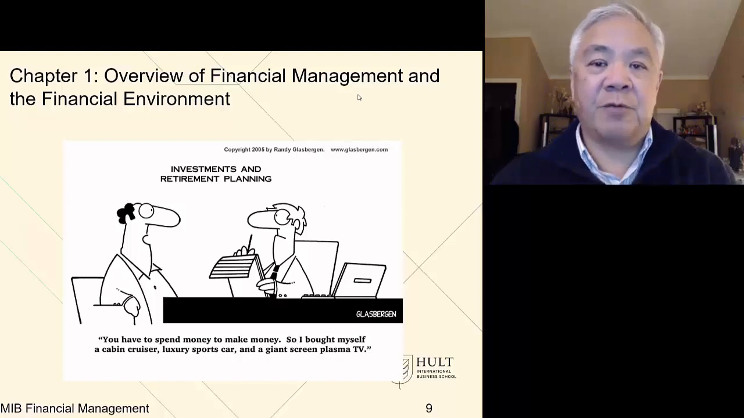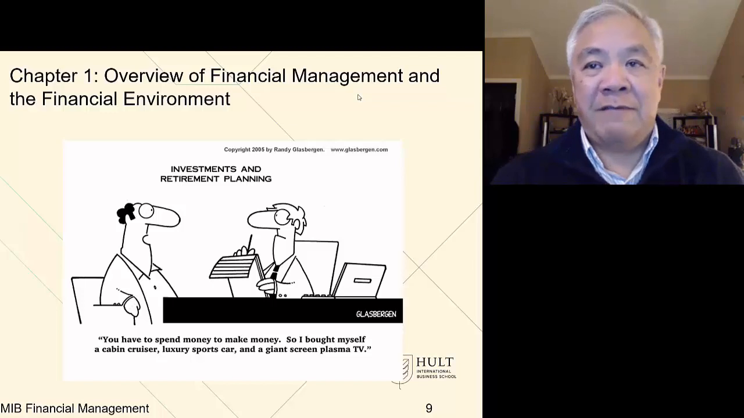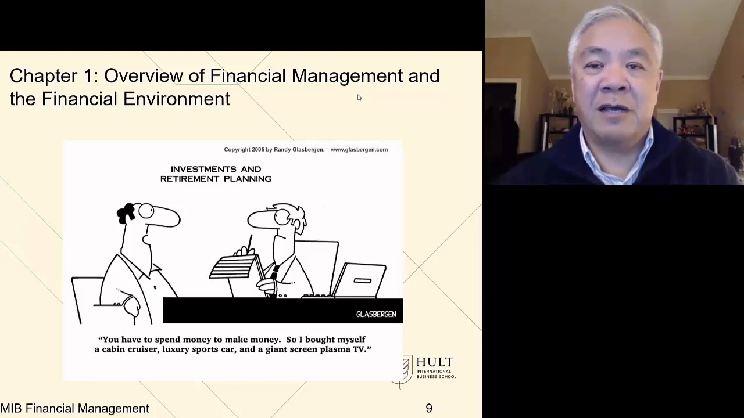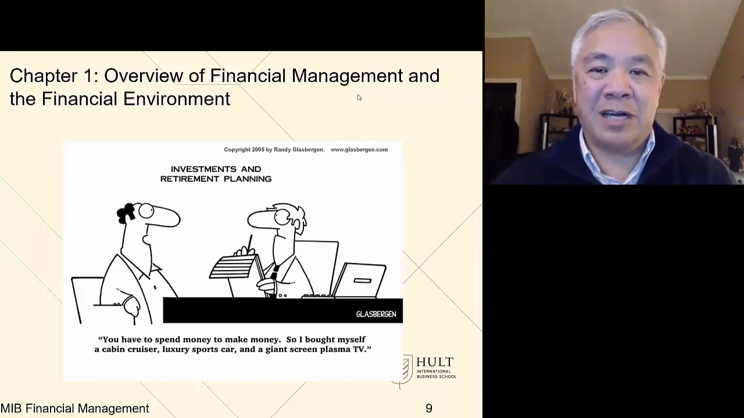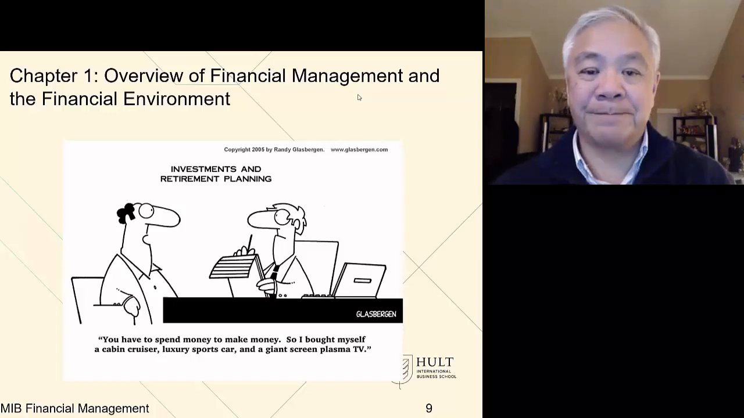All right, let's continue on session one with chapter one, which is an overview of financial management and the financial environment. So the little comic strip here is an investment and retirement planning session where a consultant is working with a client, and he says you have to spend money to make money. So I've bought myself a cabin cruiser, a luxury sports car, and a giant screen plasma TV. Well, that's not exactly what we mean when we talk about investments. But being wise with your money is definitely something we want to become proficient in.